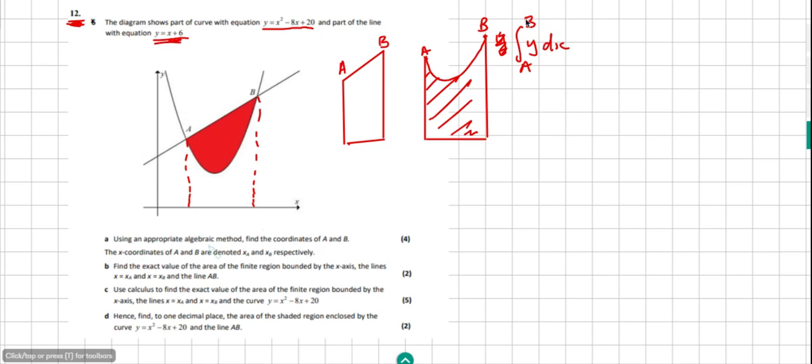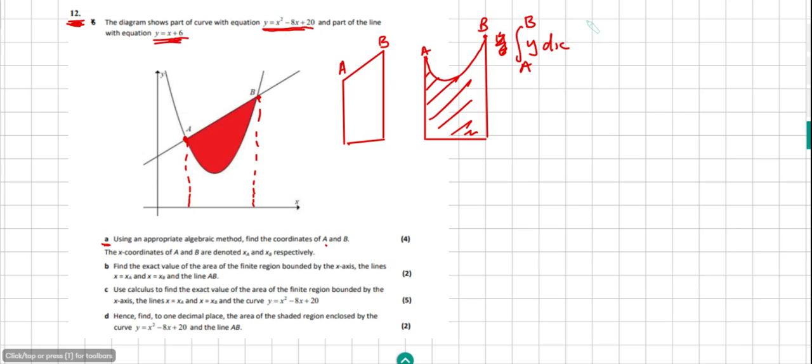So I'm just going to go through the question in the order that it's asked here. So we've got part A, which is saying use an appropriate algebraic method to find the coordinates of A and B. So the first thing we need to do is find these 2 points. Where these 2 points are would be where the y values of the curve and the line are the same. So we can equate them.